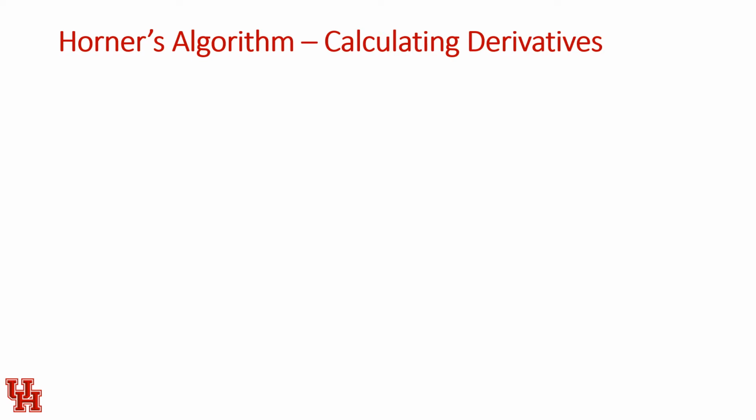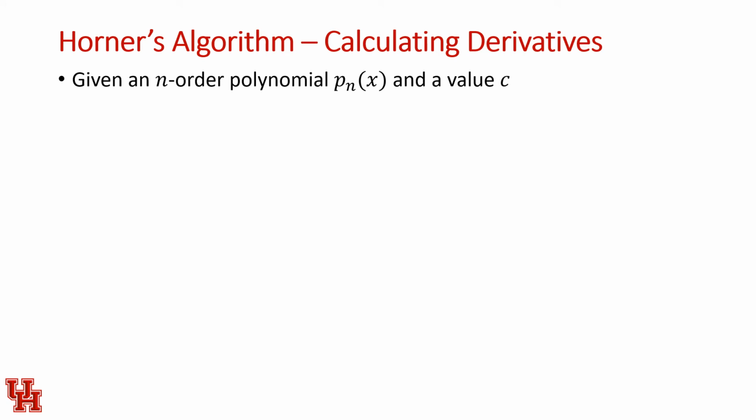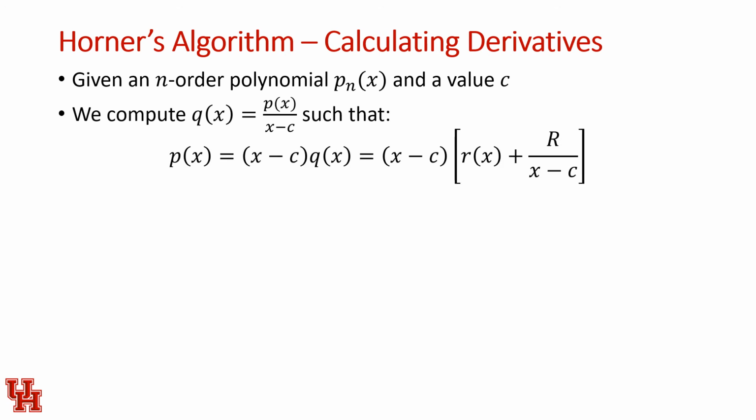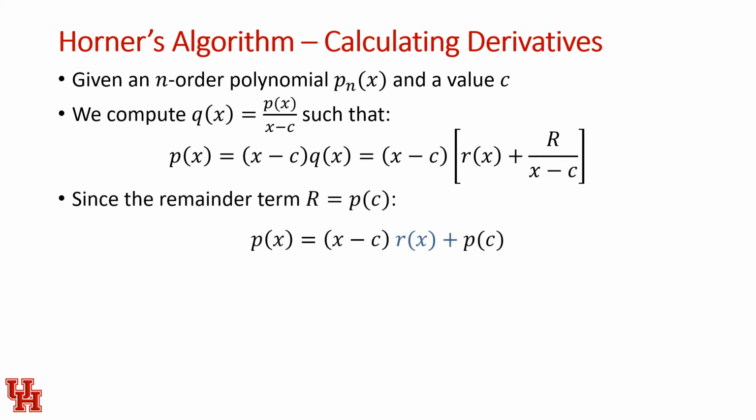This theoretical basis gives us the tools we need to look at an additional benefit of Horner's algorithm, which is the ability to quickly calculate the derivative of a polynomial. Once again, starting with an arbitrary order n polynomial p of x and a value c, I've shown that you can calculate a new polynomial q, which is just p of x divided by x minus c. Since the remainder term is equal to the polynomial evaluated at c, this gives us an alternative expression of p of x equals x minus c times the main part of the polynomial plus p of c.